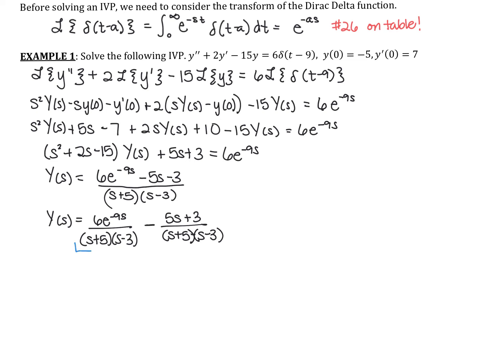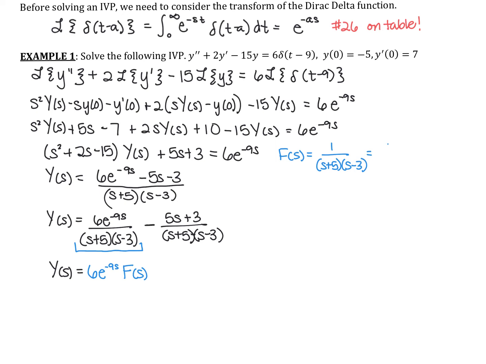The first one is this term right here. And what we can say about this Laplace transform, if I rewrite it here, is that really this expression is the expression 6e to the negative 9s times the Laplace transform. We're going to call this F(s). And so what I'm going to do is come over here for just a moment, and I'm going to redefine F(s) to be 1 over s plus 5 times s minus 3.